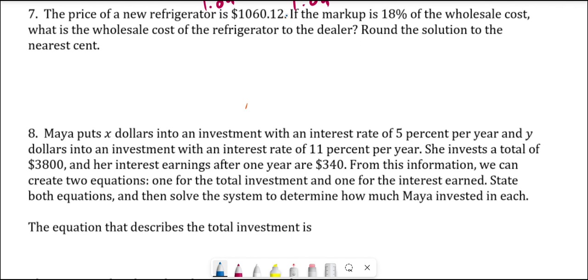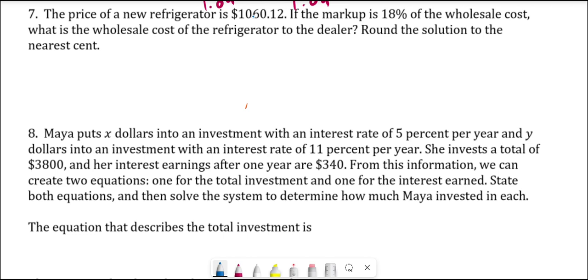The price of a new refrigerator is $1,060.12 if the markup is 18% of the wholesale cost, meaning that in order to get this price, they added 18% to the amount that the store bought the refrigerator for. So the store buys the refrigerator for the wholesale price, and then they sell it to you at the marked up price. If the markup was 18%, what is the wholesale cost of the refrigerator to the refrigerator dealer?